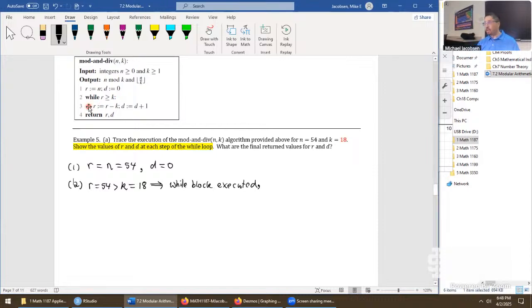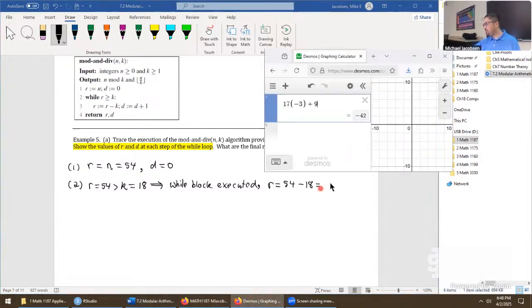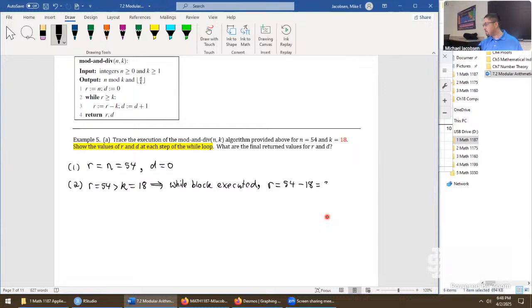So we have a new value for R and D. R is now equal to the old value, 54, minus the k value, 18, which is going to be, let's treat ourselves to a quick calculator on this one. 54 minus 18, we're down to 36. And all that happens with D is we increment by 1. So I'll just write in D was 0, now it's plus 1. So that's run 2 on this algorithm.